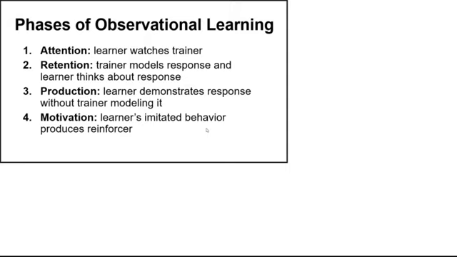Step 3 is when they actually produce that behavior. So production is when our observer would be given the opportunity to demonstrate the modeled behavior. So we put that observer rat into an operant box and expose them to a lever. Do they press it or not? And then motivation is what comes afterwards.